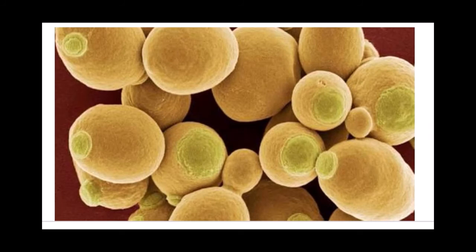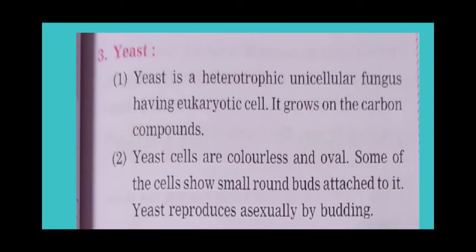The picture here is of another useful microorganism. Any guesses? Exactly right, yeast. Yeast is a heterotrophic unicellular fungus having eukaryotic cells. It grows on carbon compounds. Yeast cells are colorless and oval. Some of the cells show small round buds attached to them. Yeast reproduces asexually by budding.